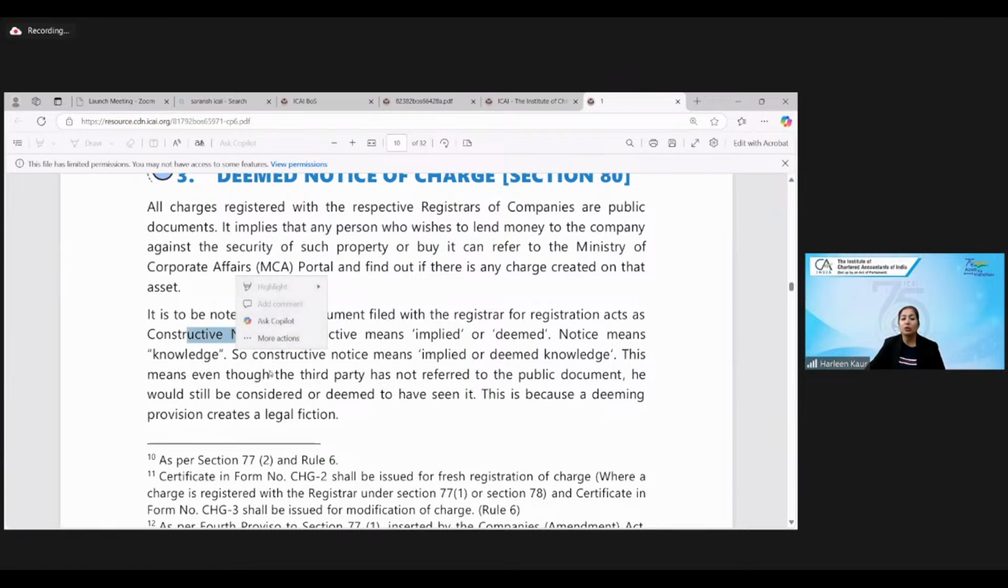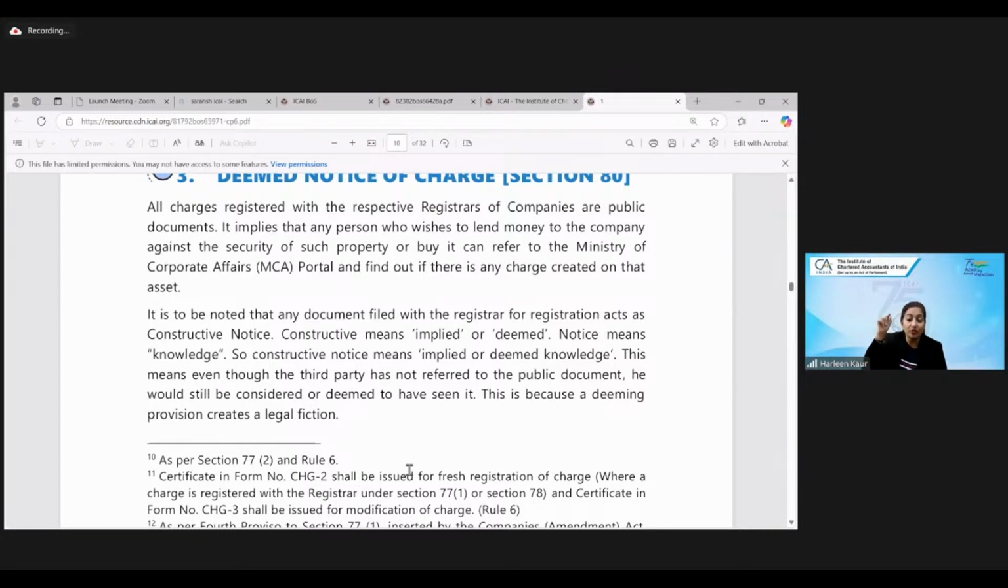Knowledge, notice means knowledge. So it is construed that everybody who is dealing has knowledge; it becomes a deeming provision, like a legal fiction. That means tomorrow, if you come and deal with my company and I tell you that this is my house, I'm taking a loan from you and I'm going to give the house to you as a security, then it is the lender's duty to go and check on the MCA website portal whether the house that Harleen ma'am's company is giving is free from any charge or whether any charge has already been created.